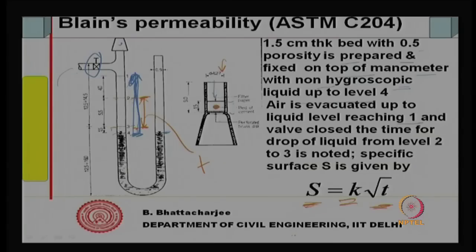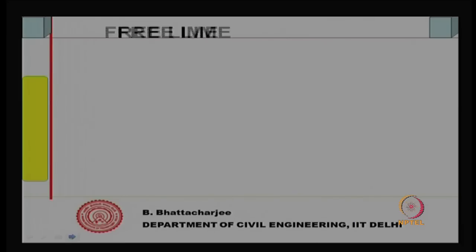So, surface area is proportional to under root T, right. Larger the surface area of the cement here, the air has to encounter while moving through this, it will take longer time. So, surface area is proportional to under root T. So, this is how we find out Blaine surface.